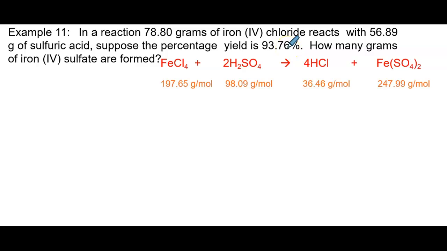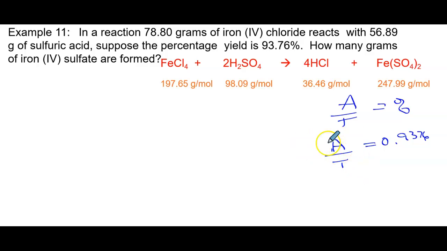Whenever we have a percent, we have to consider whether it's a percent yield or part over whole percent. In this case, I see the word percent yield, so I know I'm going to have to consider at some point A over T equals percent. In this case, we're going to make this equal to 0.9376. We need to figure out A over T.